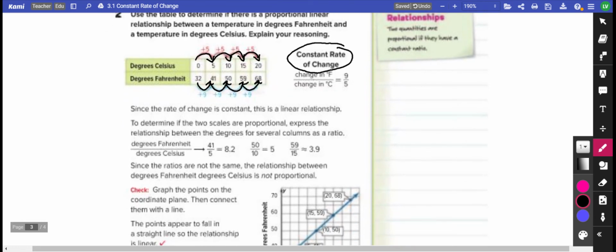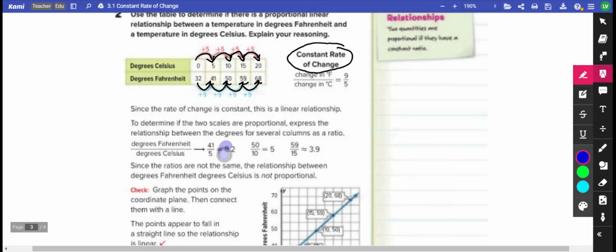So to determine if the two scales are proportional, express the relationship between the degrees for several columns as a ratio. So you see degrees Fahrenheit divided by degrees Celsius. 41 divided by 5 is 8 and 2 tenths. 50 divided by 10 is 5. 59 divided by 15 is about 3 and 9 tenths. So these ratios are not the same.